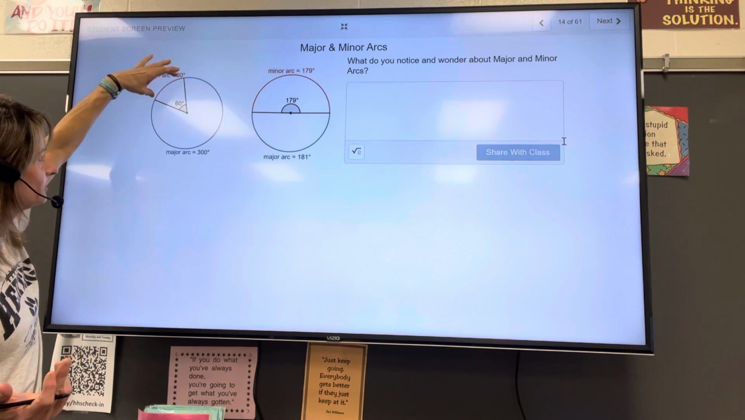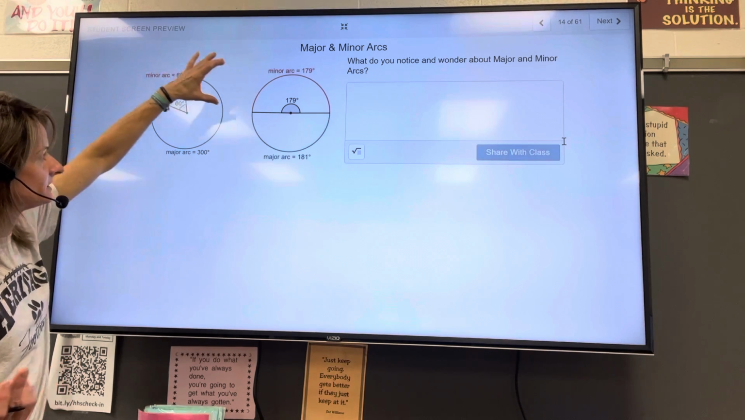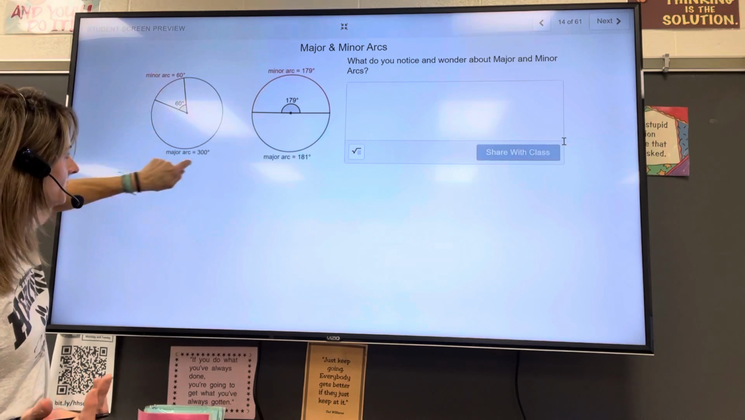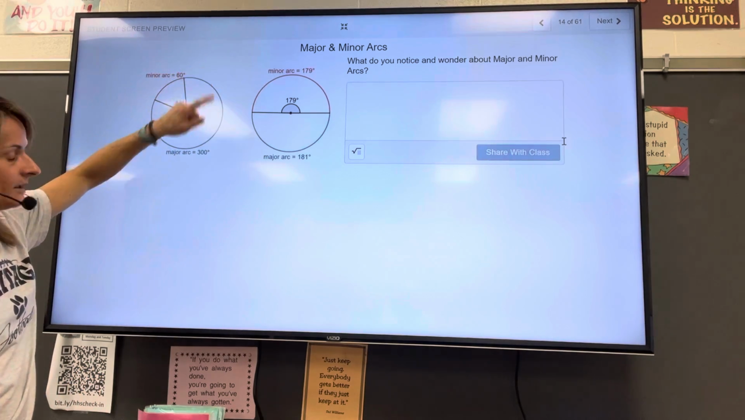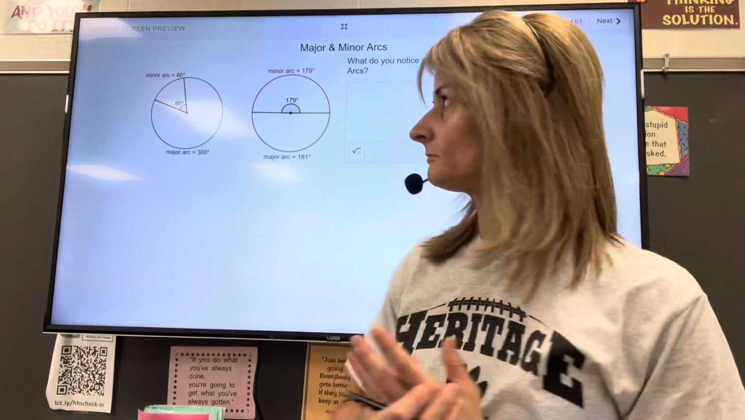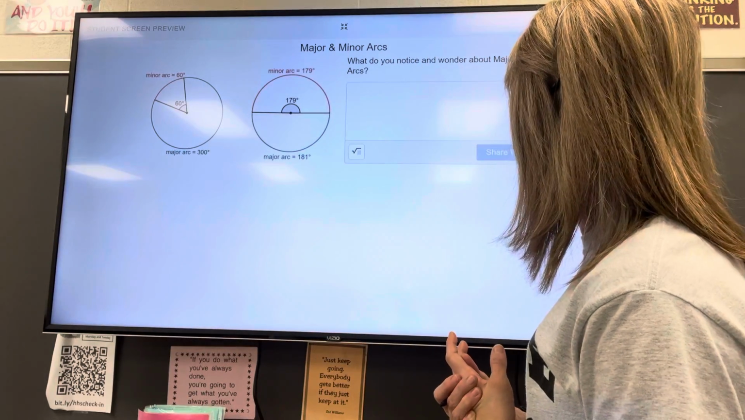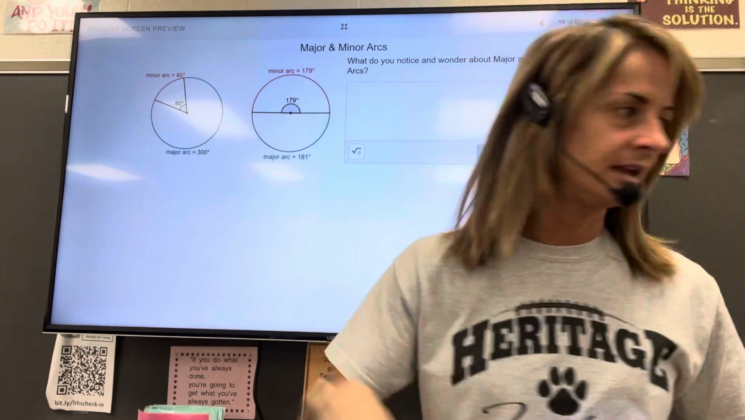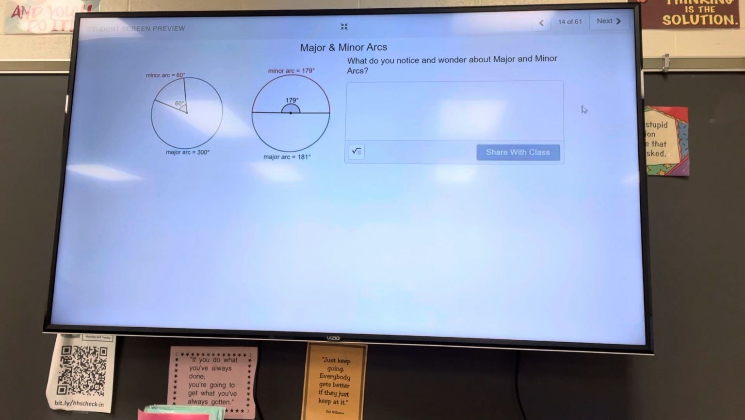And this is called a minor arc. Minor means it's smaller. This is a major arc. A major arc is greater than 180. And 180 degrees is a semicircle. That's exactly 180. So what do you notice and wonder about major and minor arcs? We're not going to answer that. Let's go to the next one. It'll be clear once we get there.